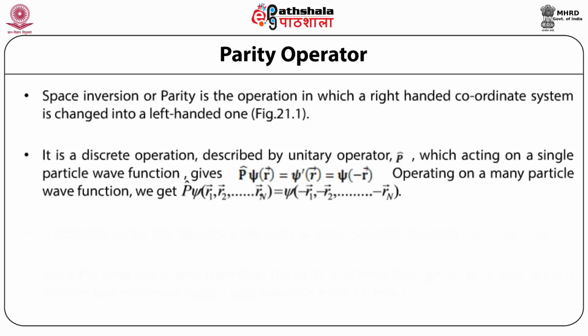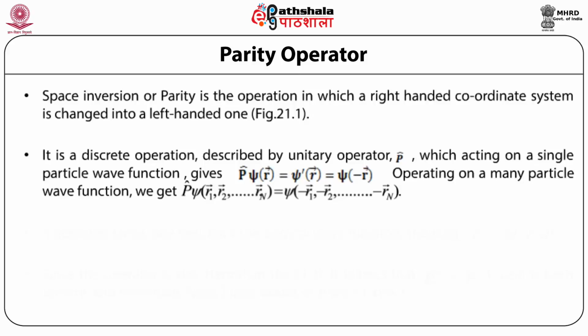And this is a discrete operation which is described by a unitary operator P, which when acting on a single particle wave function gives P psi of r equal to psi prime of r, and this is equal to psi of minus r. So in this manner one can see that when the parity operator P acts on the wave function psi of position vector r, that wave function gets transformed into another wave function which is a function of position vector minus r. So if the position vector r had coordinates x, y and z, then the minus r position vector would have coordinates minus x, minus y and minus z.